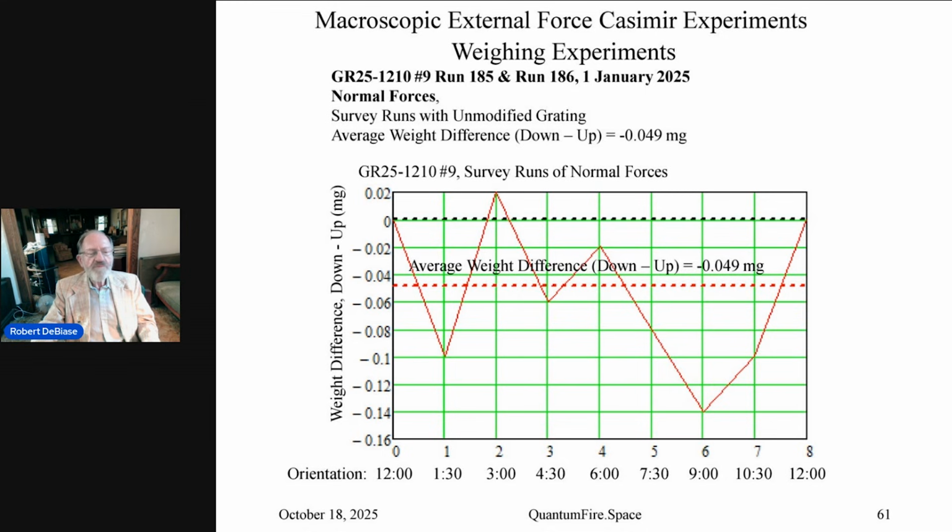All right, so here's a weight difference graph for this particular grating, which I'm calling number 9, and it also has an orientation problem, call it. However, it is highly skewed in the negative direction. There's only that one little peak where it's positive.